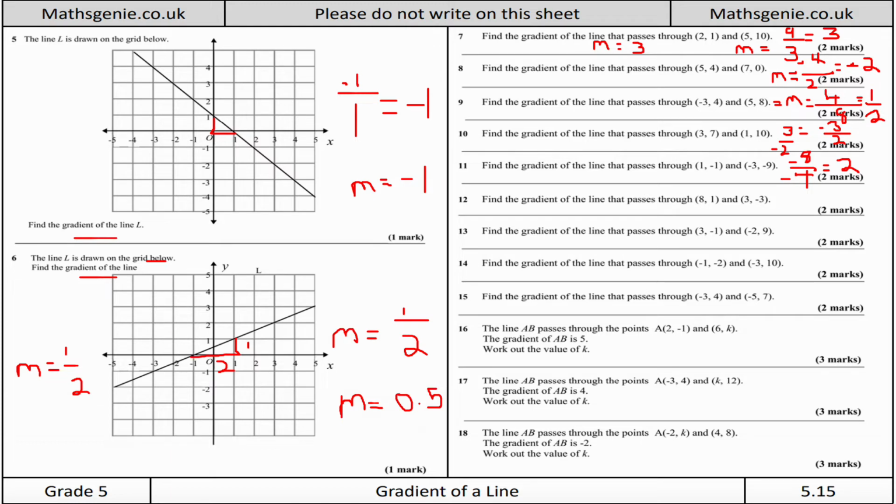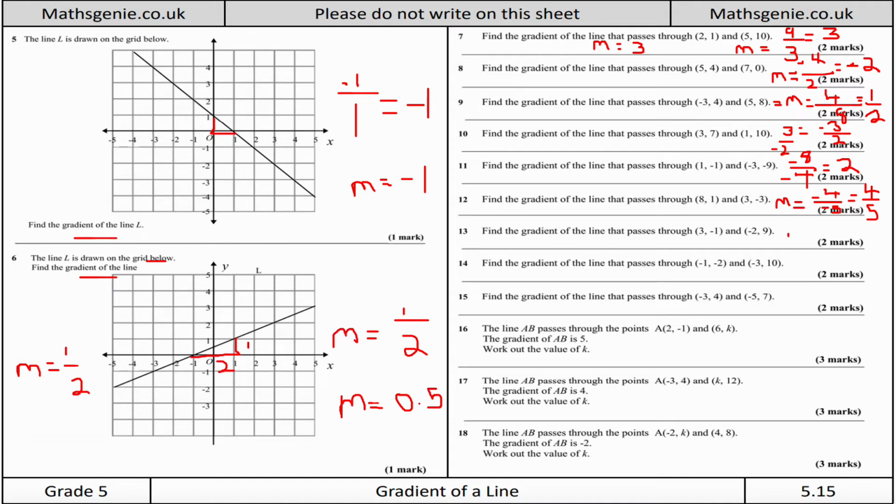Again, working out the gradient. Negative 3 subtract 1 is negative 4. 3 minus 8 goes to minus 5. So minus 4 over minus 5 is equal to 4/5, guys. Hopefully it's making sense so far. This is question number 13.